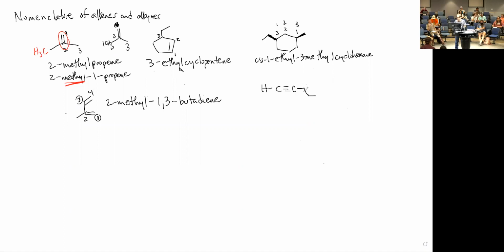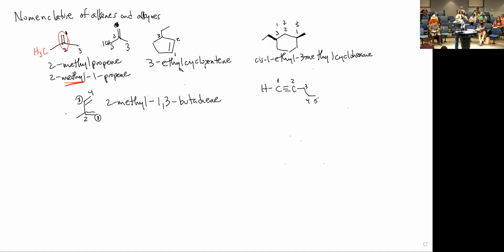What about this compound? Well, again, you want to start numbering closer to where your double bond is, if at all possible. So I think we'll call that carbon 1. Remember, we don't number the hydrogen. The hydrogens are included in the chain. 1, 2, 3, 4, 5. So it's going to be some kind of pentyne.